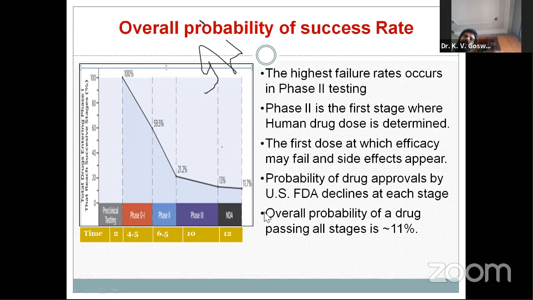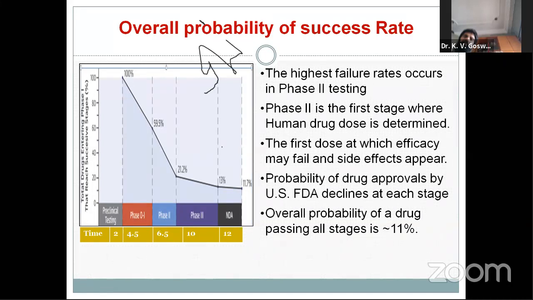It's interesting. Every time I see this, it surprises me. Overall probability of a drug passing all steps is only 11%. So a lot of work goes into the whole process, but basically 1 in 10 will be approved and the others don't. And the time it takes for this whole process is 10 to 15 years, approximately 12 years. Again, it depends on the disease we are targeting, but the whole process takes a long time.